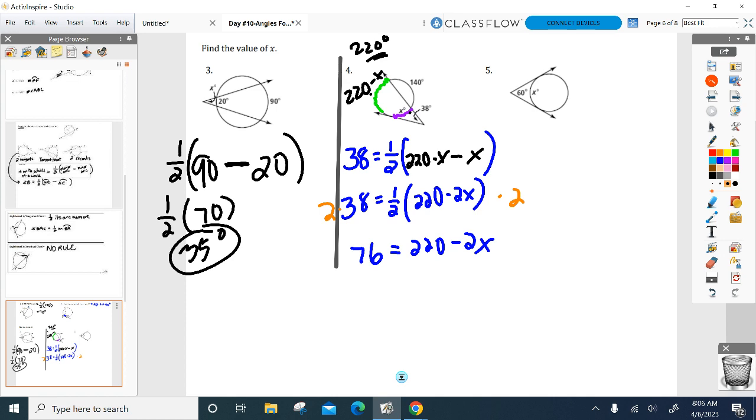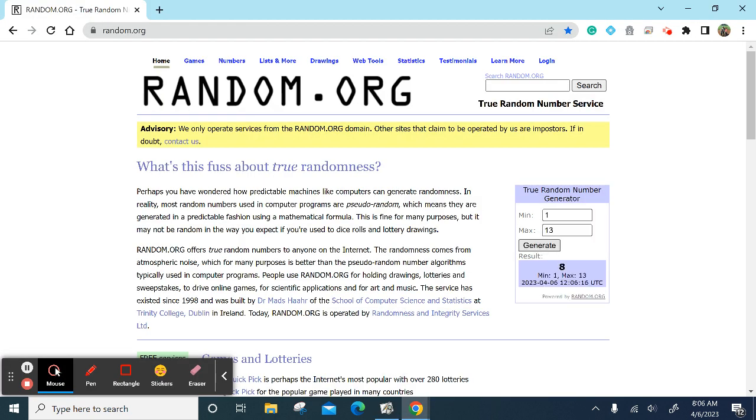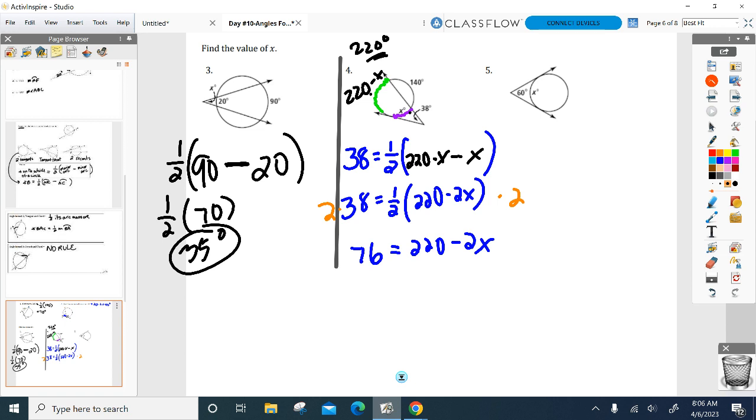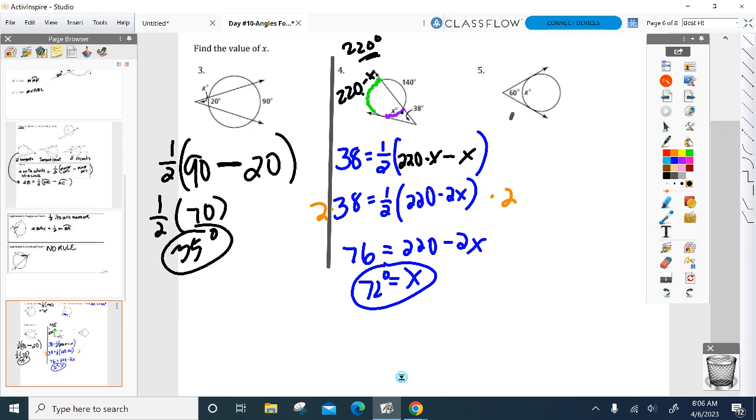When you're ready, what is arc X? How many degrees in arc X? 72 degrees. There you go, 72. Big concern here: is everyone all right on how I found that green one was 220 minus X? We're good? Because you're going to use that same thinking on number 5 now.